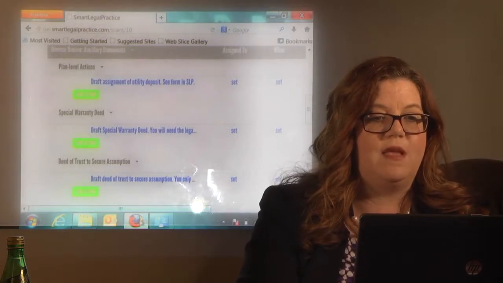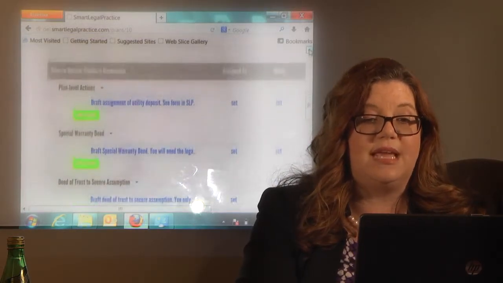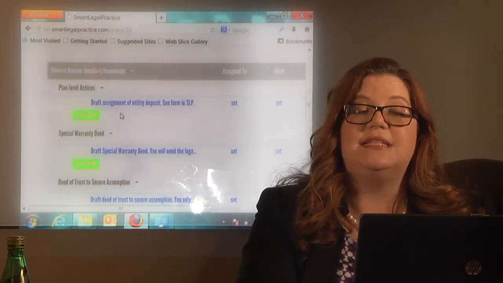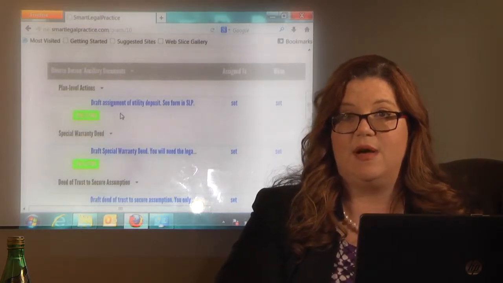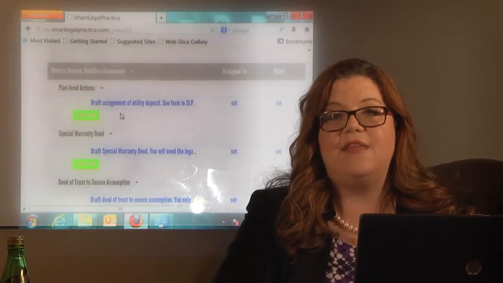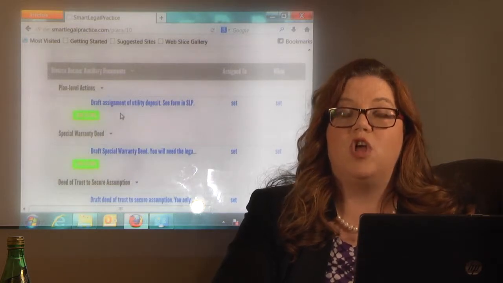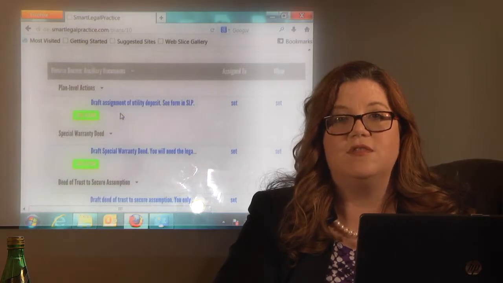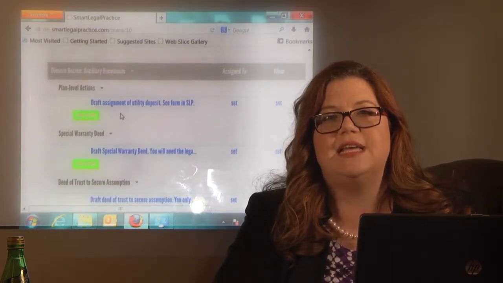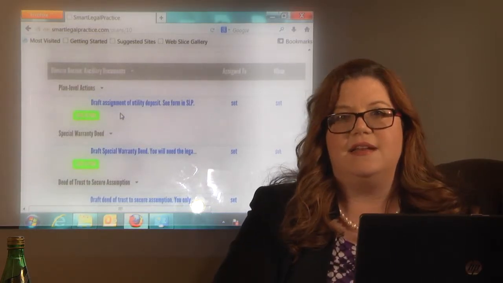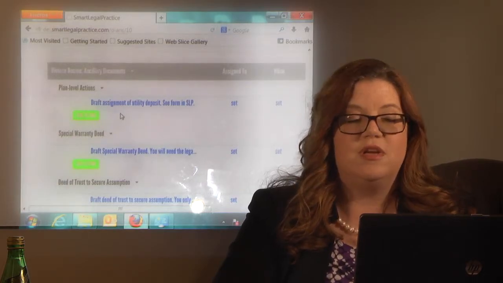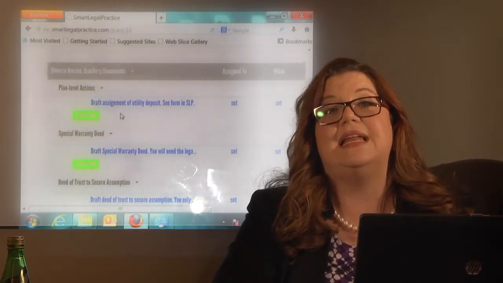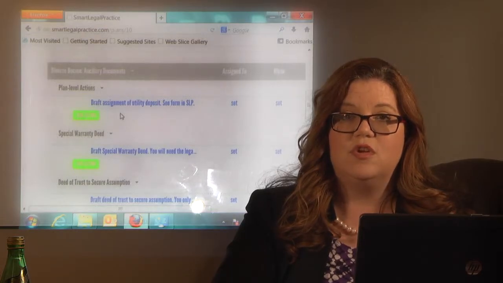So one that you might not always think about but is helpful is an assignment of utility deposits. So let's say that the marital home, the wife was the one who set up all that. So when they moved into that house 15 years ago, she set up the gas and everything related to that house. Well, now they're divorcing and it turns out the husband's going to get the house.